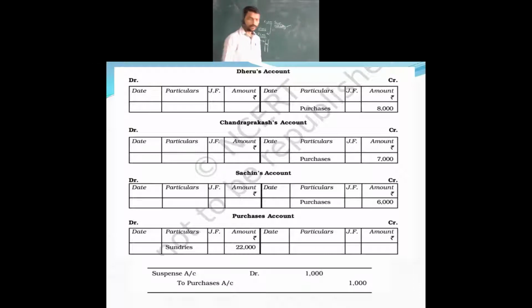So here down you can see the correction entry has been made. The suspense account is debited, that is what we are taking back. So the suspense account is getting 1,000 rupees, which means it is debited. And here we are removing it, which means we are crediting the purchase account. So that entry we have taken here.